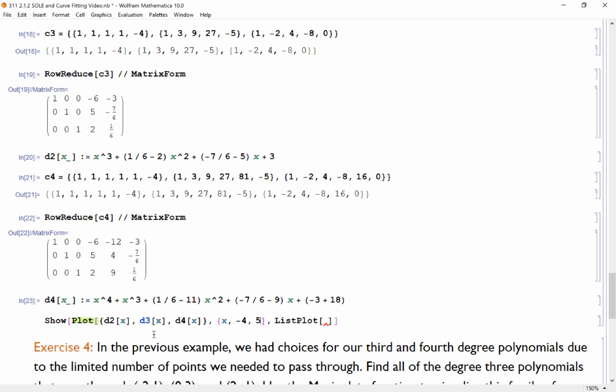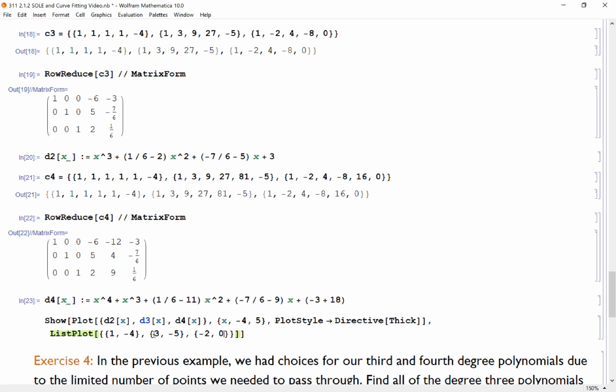We're going from -4 to 5. I think that should be good enough. And I will make them bold at least though. So let's do directive thick. Alright, now on my list plot, I just need to put in the points that we're passing through. 3, -5, and -2, 0.